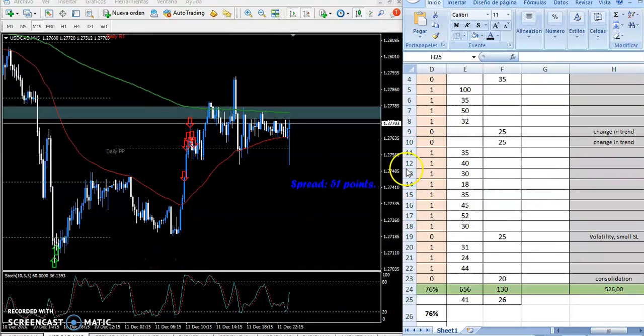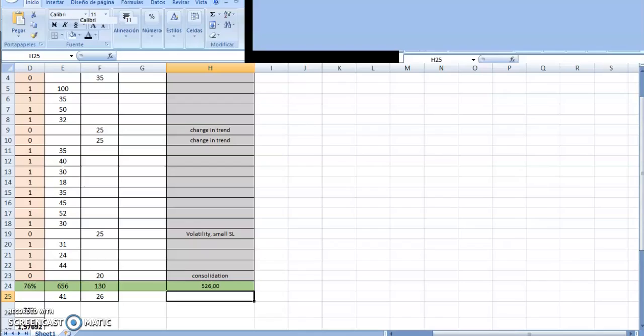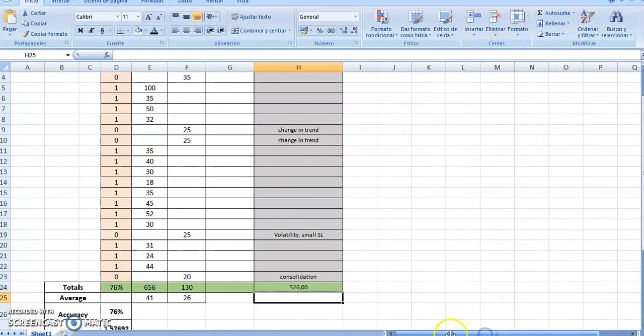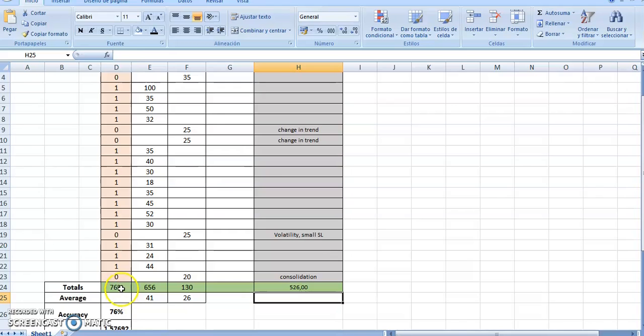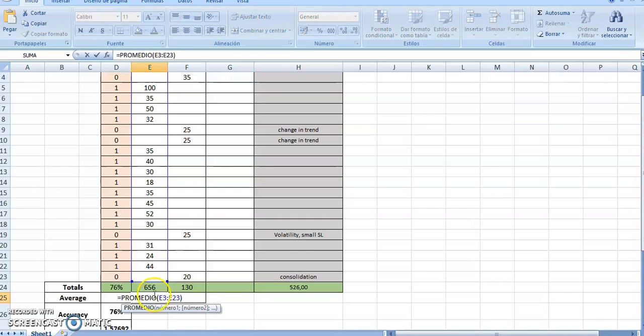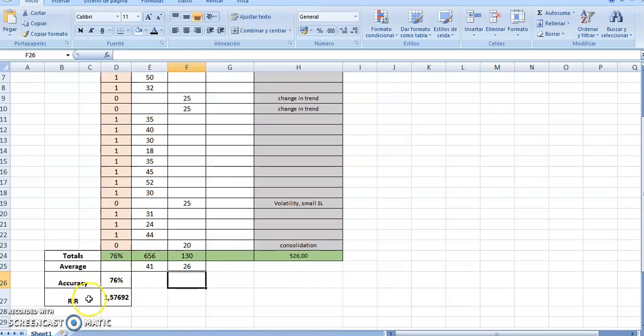So I've just finished backtesting the strategy over the last month, and if we look at the spreadsheet we can see that we've had 21 trades, of which 76% of them were winning trades. We then have our average winning trade of 41 pips, and we have an average losing trade of 26 pips. Down here we just have our risk to reward ratio, which is just our average winning trade divided by our average losing trade.